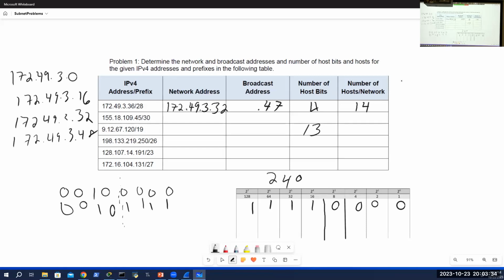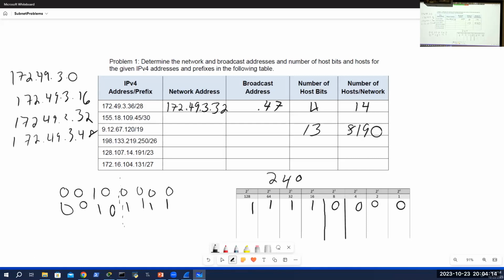Here's where you're going to have to do a little more than 2 to the 8th in your calculation. So 2 to the 13th. I don't know it off the top of my head, I just use my fingers. I know that 2 to the 8th is 256, so 2 to the 9th is 512, 1,024, 2,048, 4,096, 8,192. Is that what you said? Yeah. So 8,190 hosts. Always subtract 2. So we got 8,190 hosts per network.